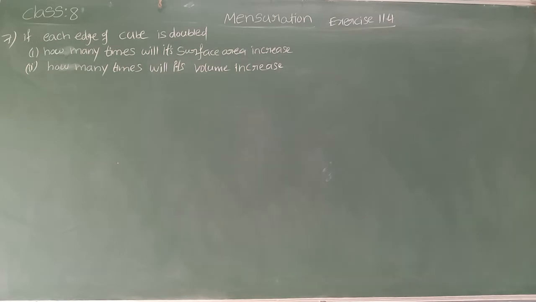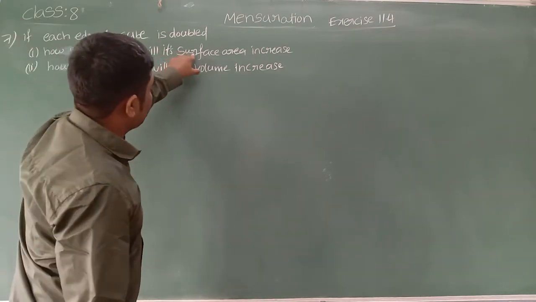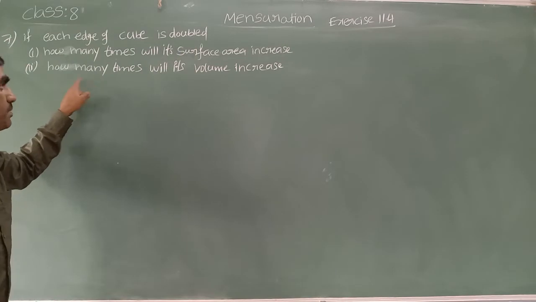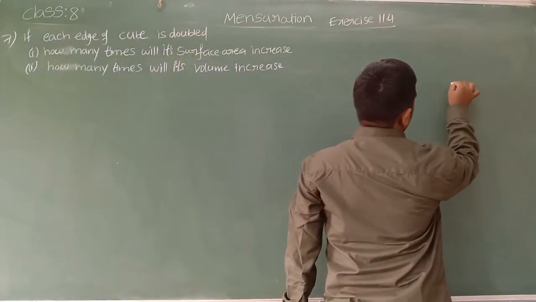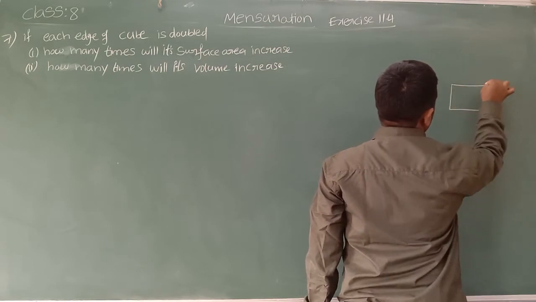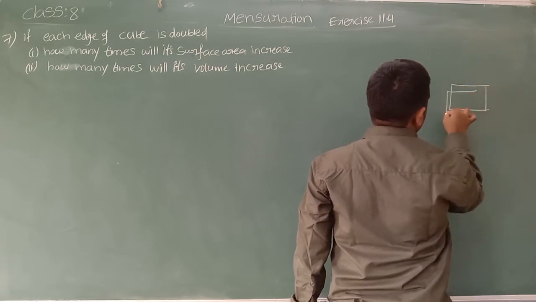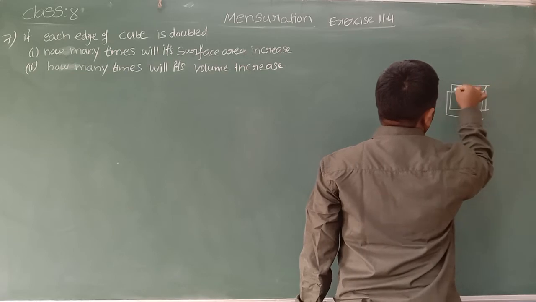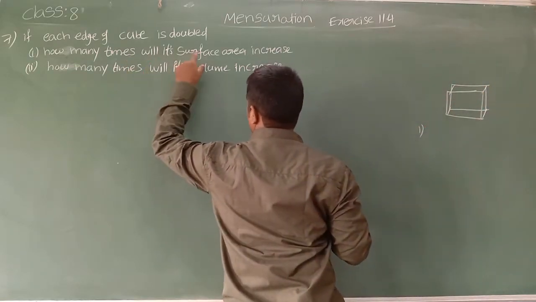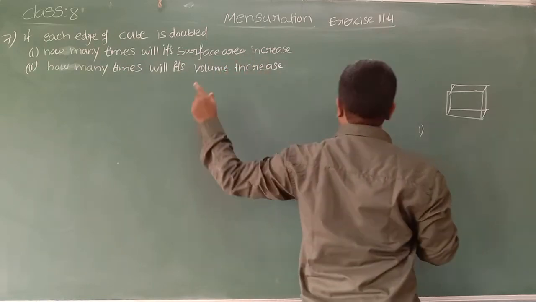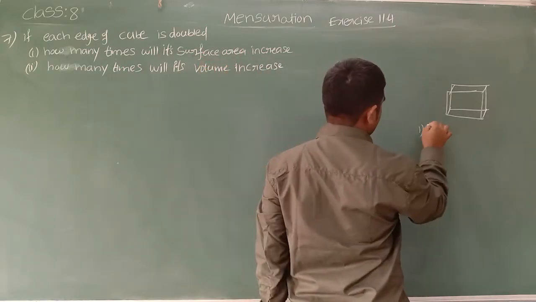Yes, you can see here the 7th one from exercise 11.4. If each edge of a cube is doubled, how many times will its surface area increase? How many times will its volume increase? So generally, we'll take the cube here. This question is about surface area and volume of a cube. Here, surface area means we'll go with TSA. LSA means we will mention clearly. Only surface area means we will go with TSA.